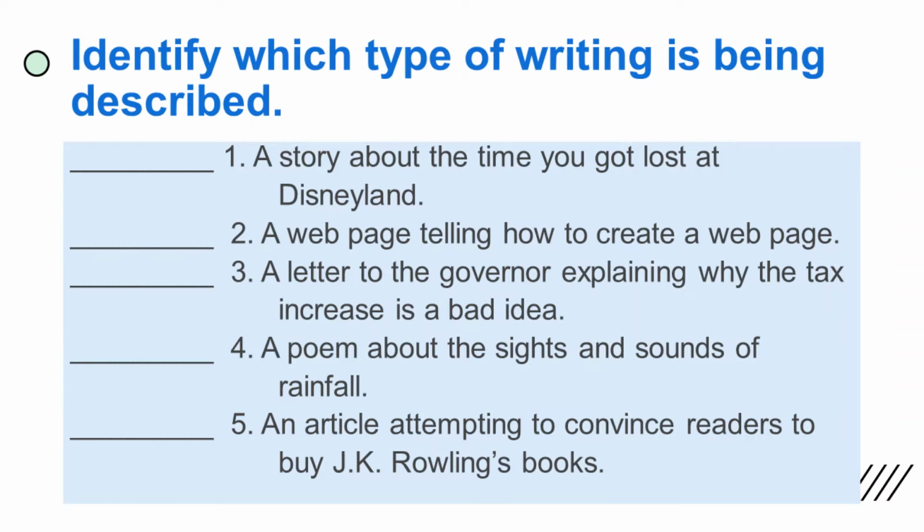I have here 5 sentences and I want you to identify which type of writing is being described. Number 1. A story about the time you got lost at Disneyland. Number 2. A web page telling how to create a web page. Number 3. A letter to the governor explaining why the tax increase is a bad idea. Number 4. A poem about the sights and sounds of rainfall. And number 5. An article attempting to convince readers to buy J.K. Rowling's books. I will give you 5 seconds to think of your answers.